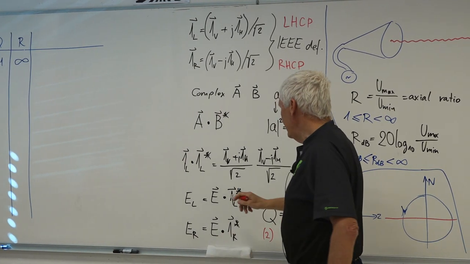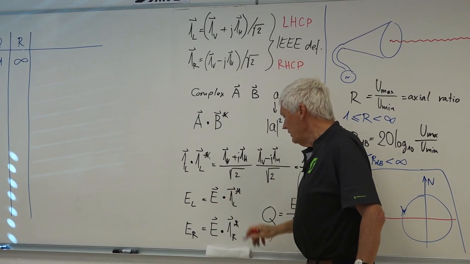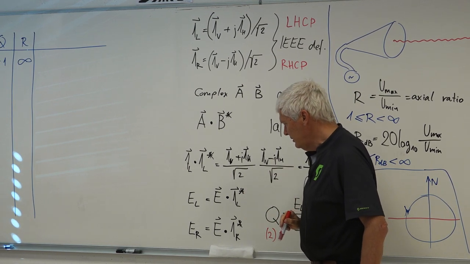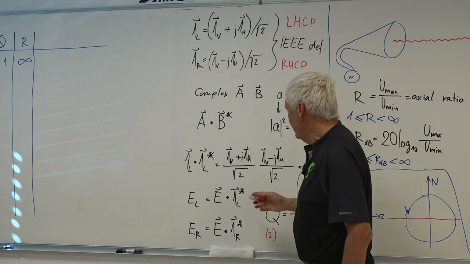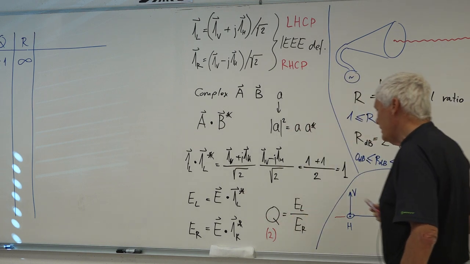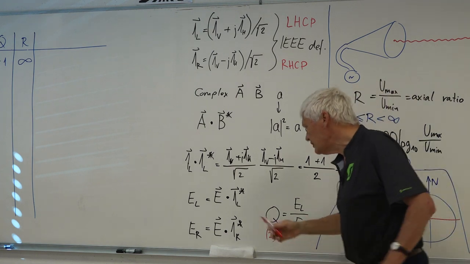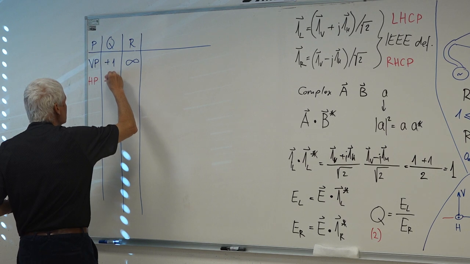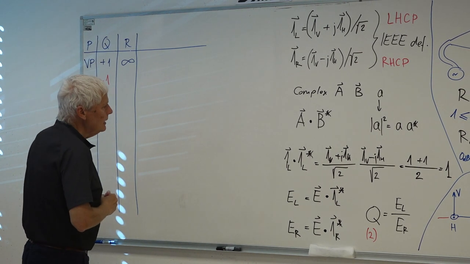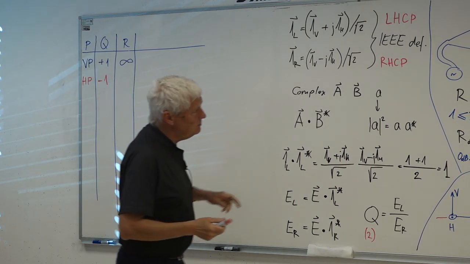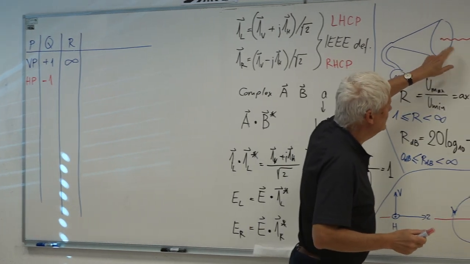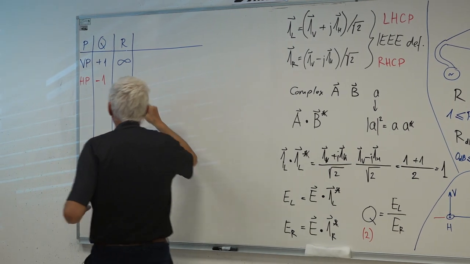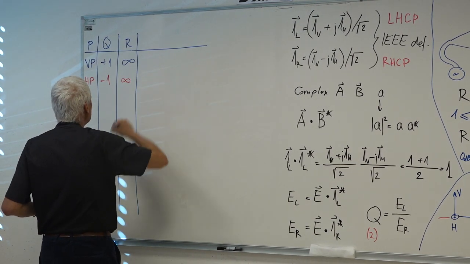E only has a horizontal component. But these two have the horizontal component of opposite sign. So I get here with one left, I get minus j over square root of 2, and here I get plus j over square root of 2. So q is now minus 1 for horizontal component. Again, the axial ratio is infinity, because for a vertical receiving antenna I receive nothing, I have division by 0, it is infinity.